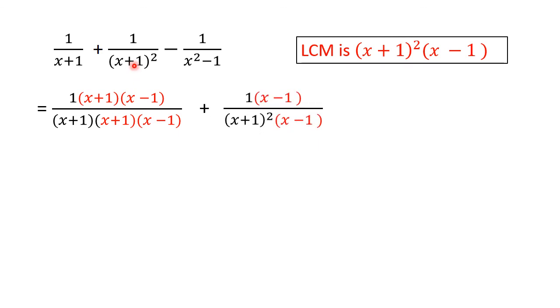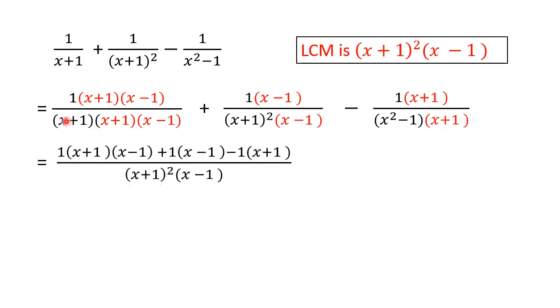When you consider the second part, in the second part we have x plus 1 squared. By comparing the second denominator with the LCM, the shortage is x minus 1. So we are multiplying up and down by x minus 1. In the third one, x squared minus 1. X squared minus 1 means, students, x minus 1 into x plus 1 when you factorize this. So we need one more x plus 1. So that's why here that is multiplied by x plus 1.